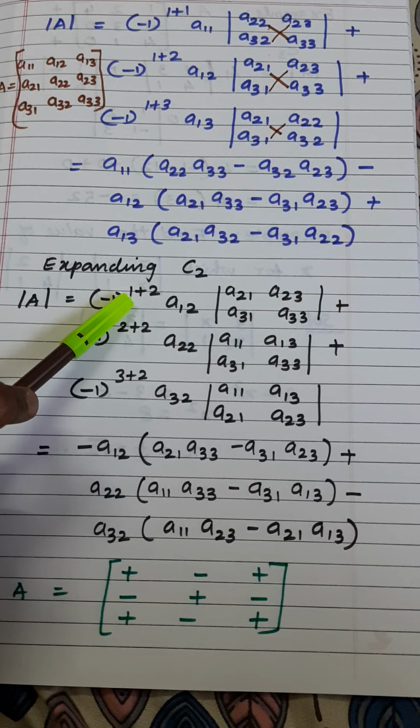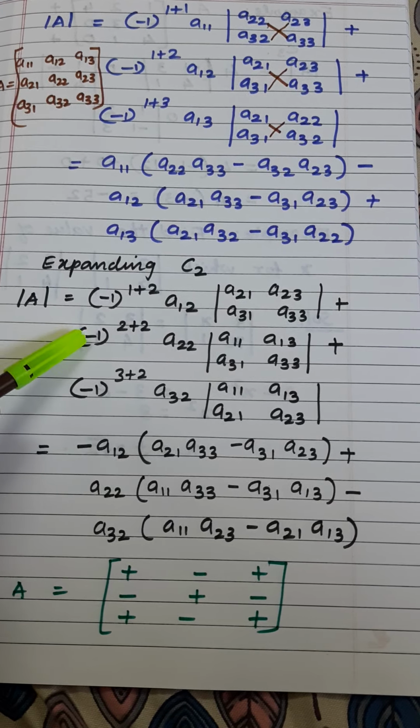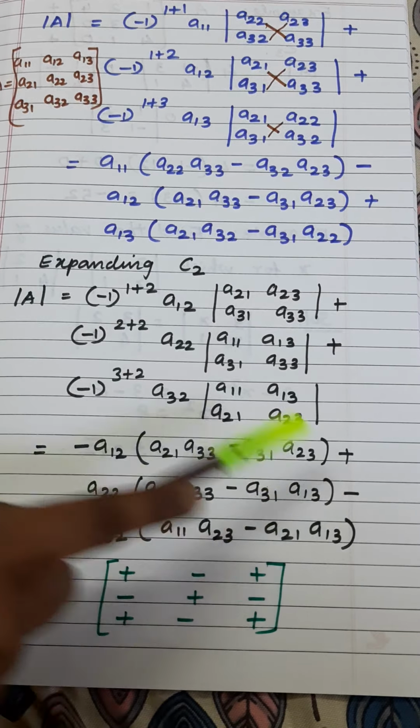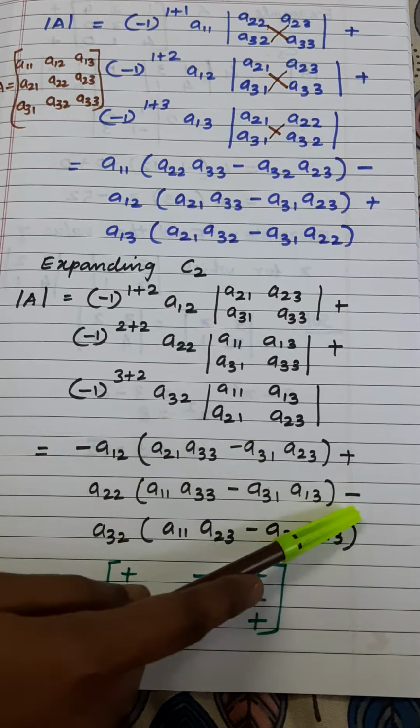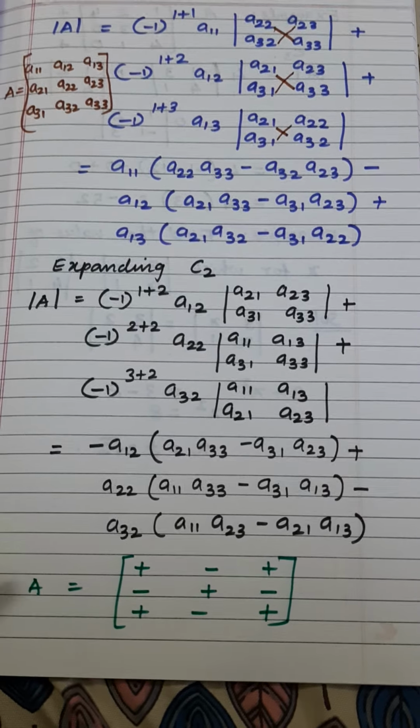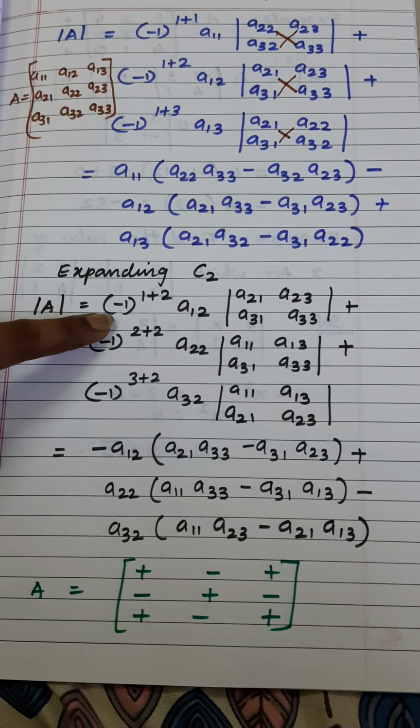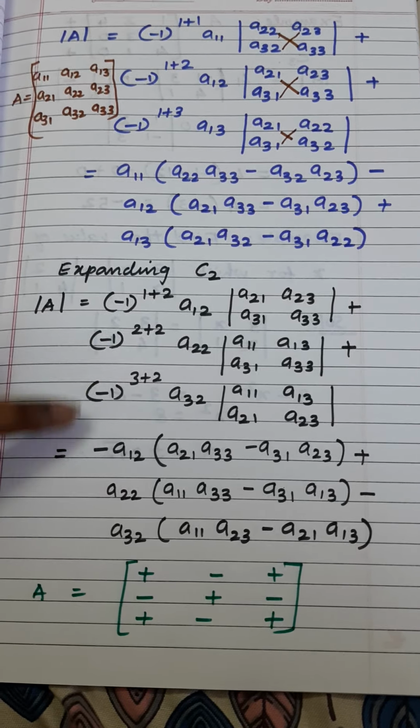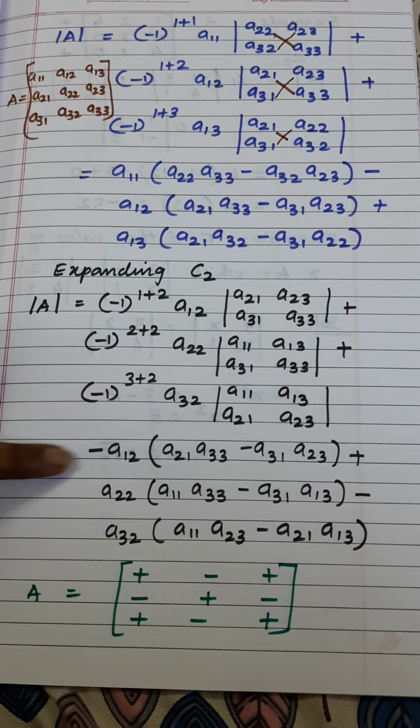Minus 1 power odd number gives minus, minus 1 power even number gives plus. Now the product of this minus this, product of this minus this, product of this minus this. So it will give you the same value. Now see, we don't want to write minus 1 power 1 plus 2, 3 plus 2, 2 plus 2 and all each time. Directly you write the respective sign.